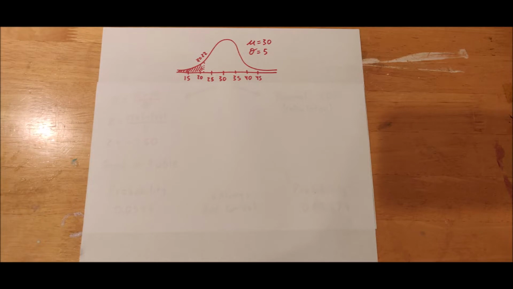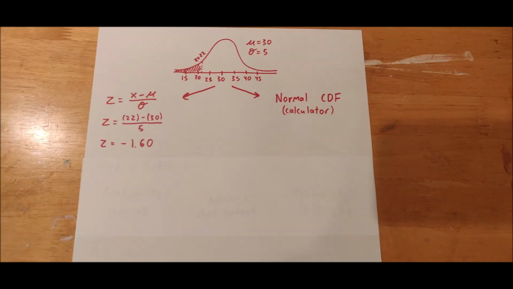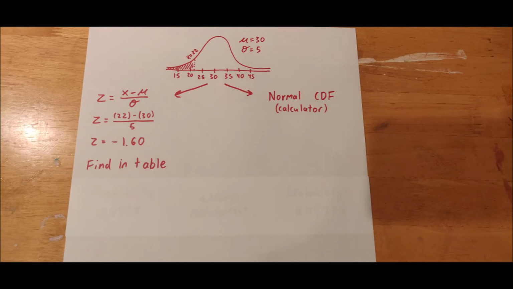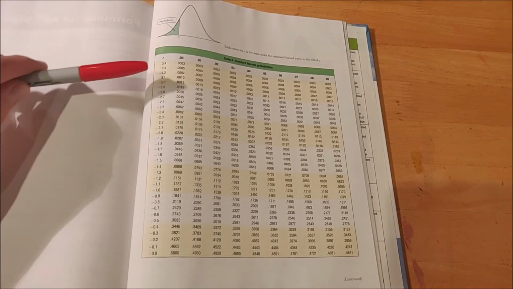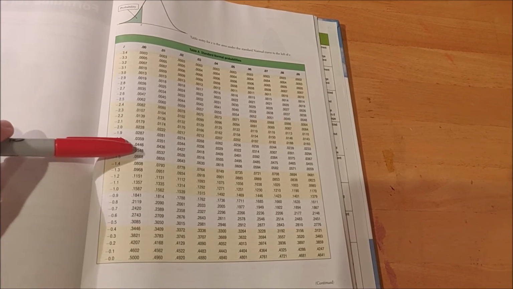There are two ways to calculate these probabilities. You can either use the table or you can use your calculator. I'll demonstrate how to do both. Here, you can see we have a normal distribution with a mean of 30 and a standard deviation of 5, as well as an observation at 22. We'll call this observation X. Say we want to find the probability of an observation being below 22. Using the table, we would standardize our observation by using the z-score equation. We can then find the corresponding area by finding this z-score on the table.